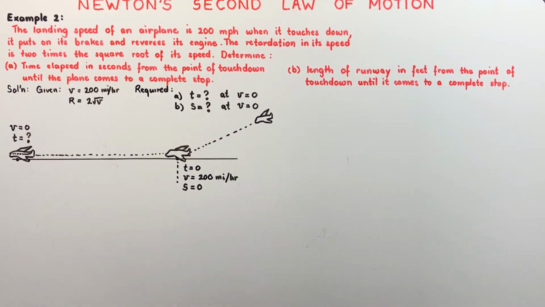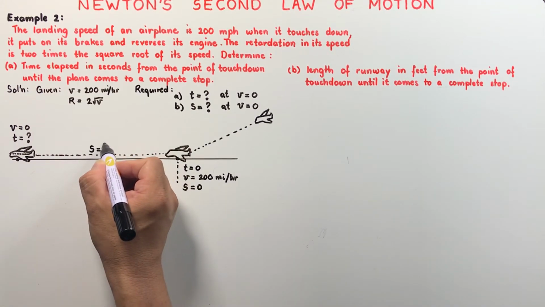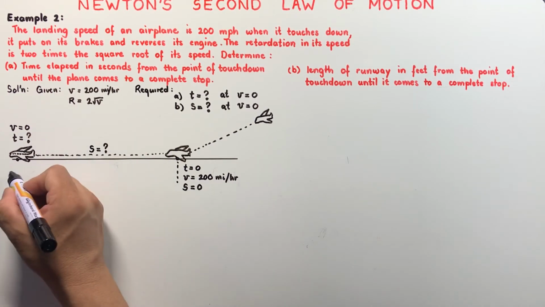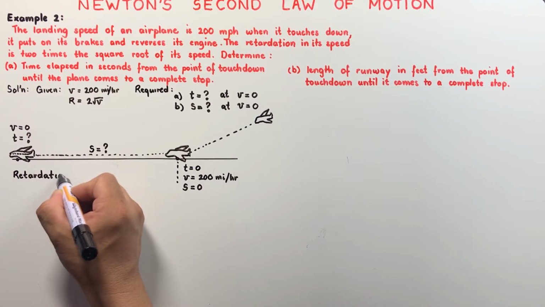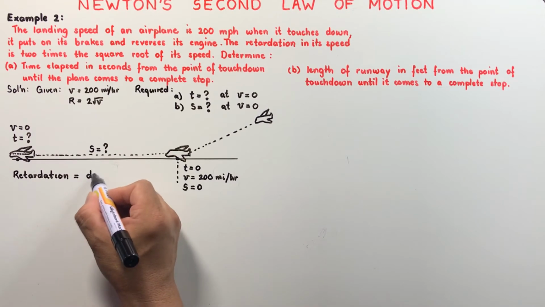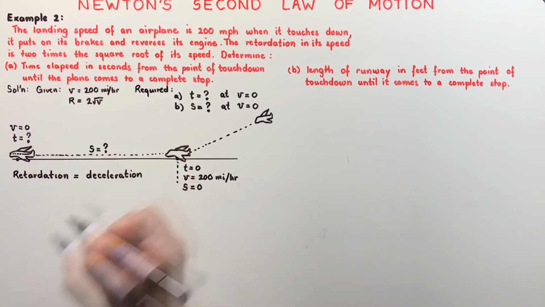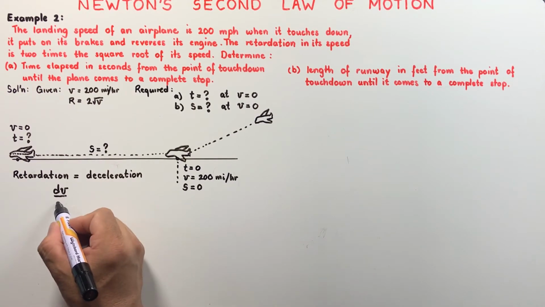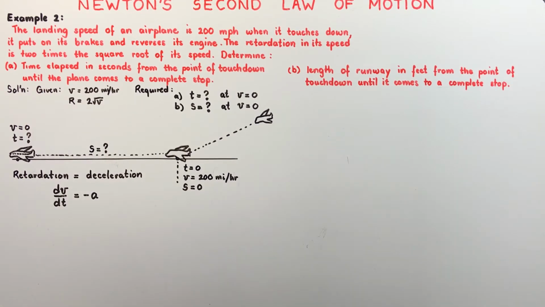And the second question is, how far did the plane travel from the point of touchdown up to the point of a complete stop. So here, let us write that the retardation of the engine is equal to the deceleration of the motion. So it decelerates because the speed is slowing. So the change in the velocity is negative. In other words, the velocity is decreasing.